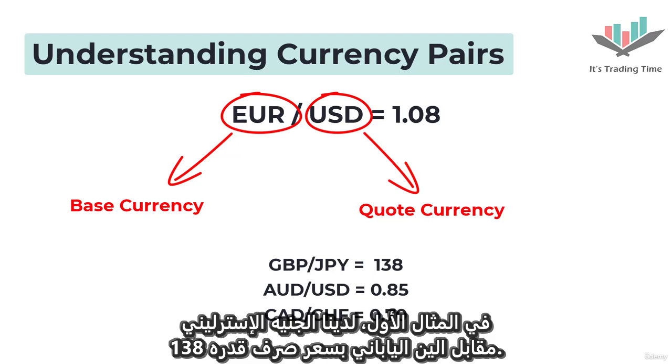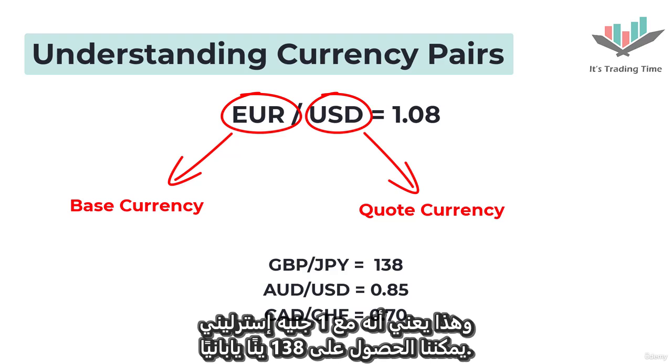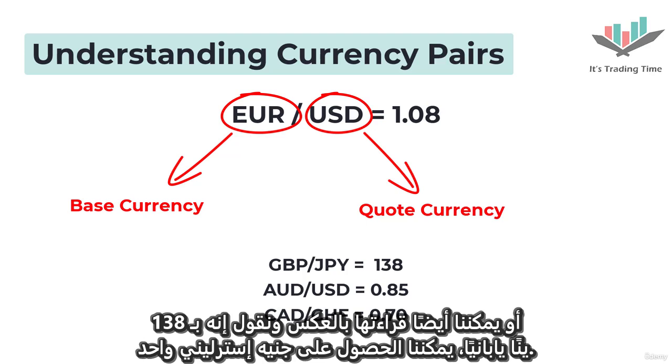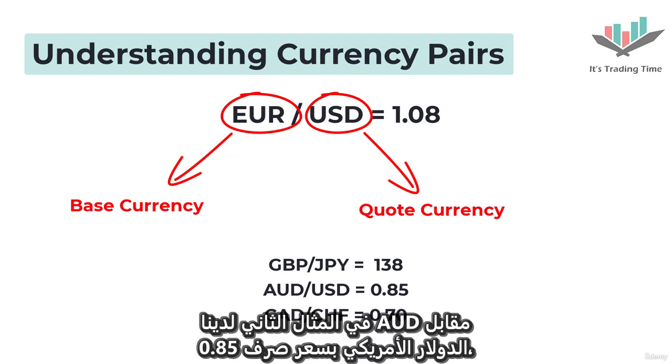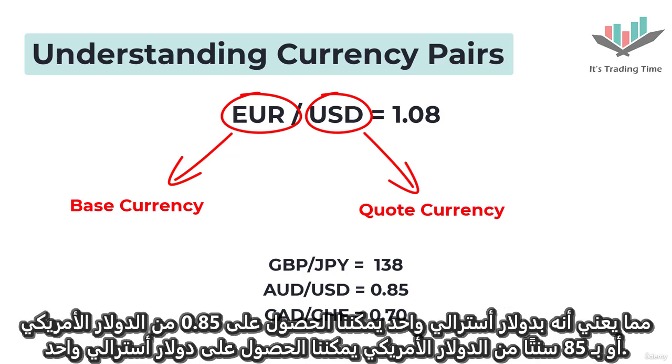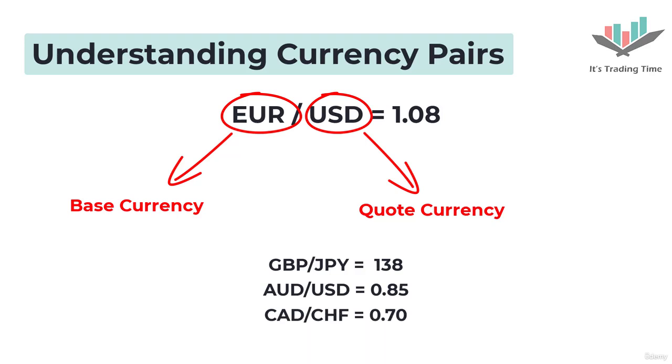In the first example, we have British pound against Japanese yen at an exchange rate of 138. This means that with 1 British pound we can get 138 Japanese yen. Or we can also read it the other way around and say that with 138 Japanese yen we can get 1 British pound. In the second example, we have Australian dollar against US dollar at an exchange rate of 0.85, which means that with 1 Australian dollar we can get 85 cents of US dollar. Or with 85 cents of US dollar we can get 1 Australian dollar.